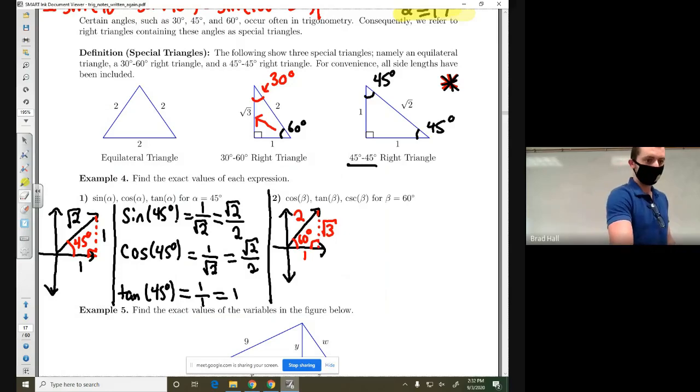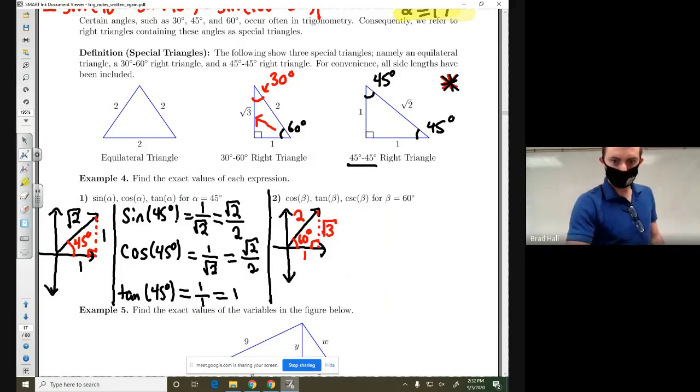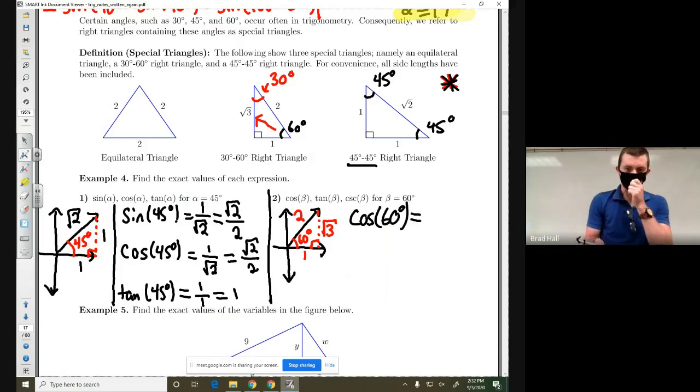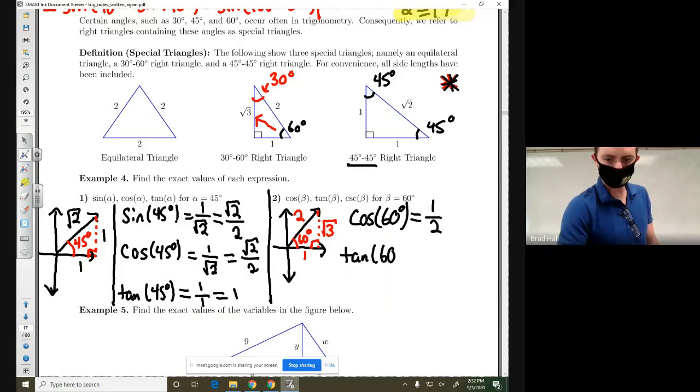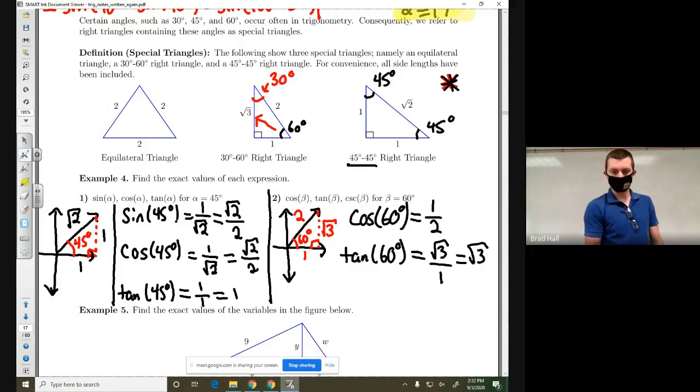And from here, contingent upon the correct construction of the triangle, they want us to find cosine of 60 degrees, or they call it beta. Fine. Cosine of 60 degrees. So cosine is adjacent over hypotenuse. Seems to be 1 over 2. Tangent of 60 degrees. Tangent is opposite over adjacent. Seems to simplify fairly quickly.